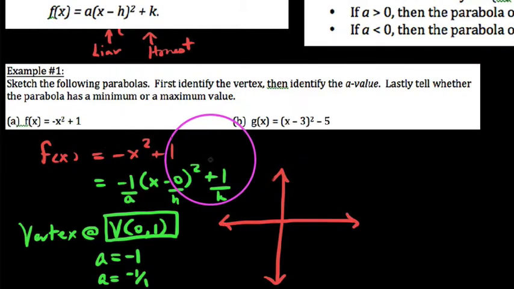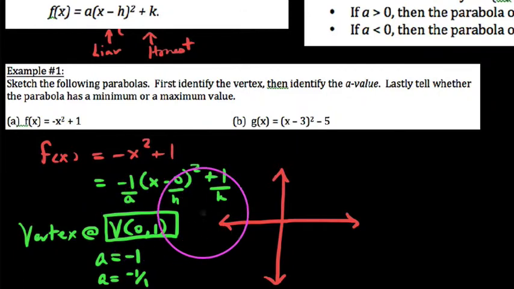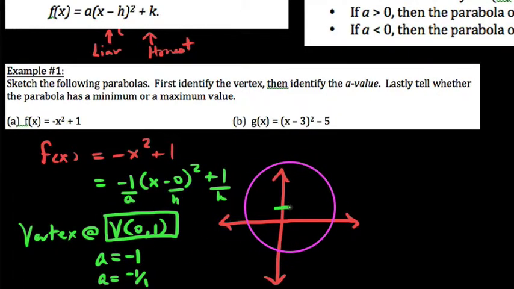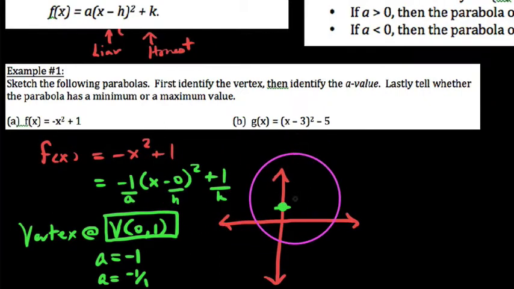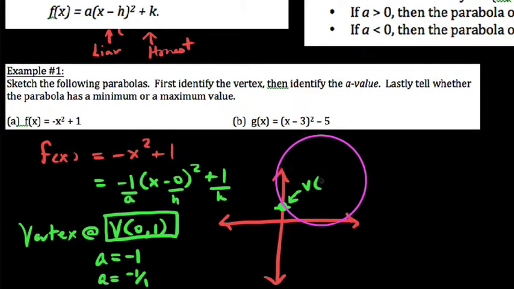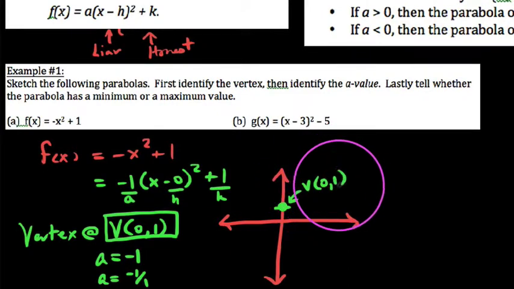But let's talk about this through the lens of standard form, which says the vertex is at (0, 1). So we go ahead and sketch in the point (0, 1), which would be right here because I say so. And I know this parabola opens downward, so I'll label it up here on top. We say the vertex is at (0, 1).